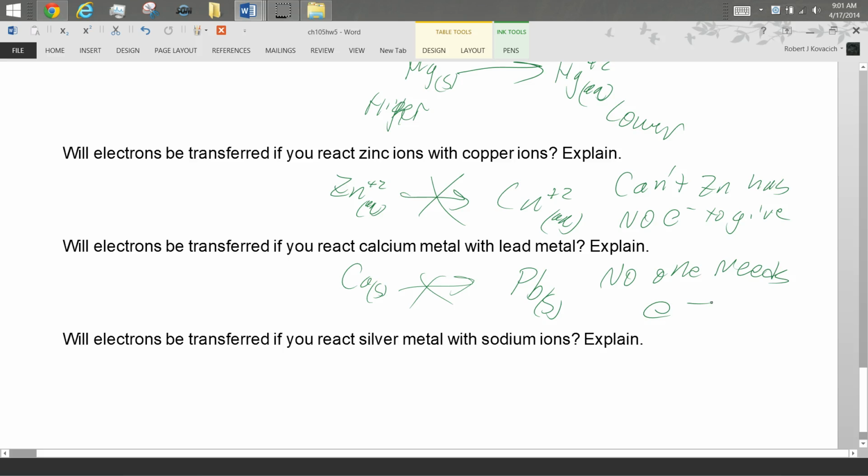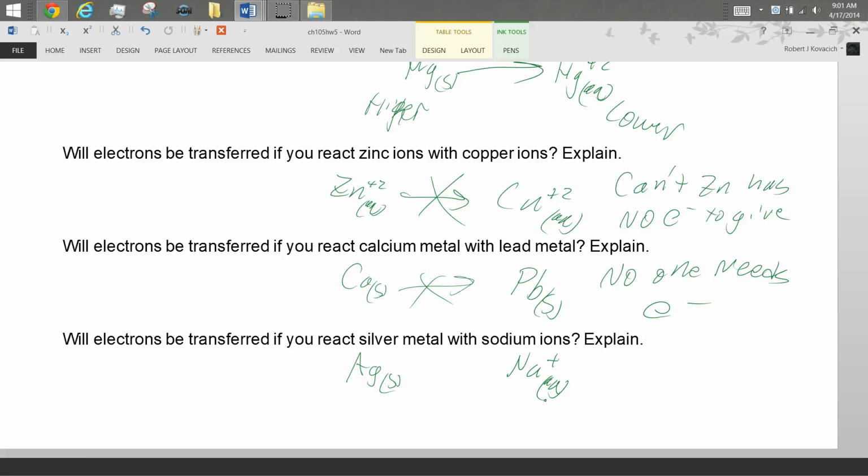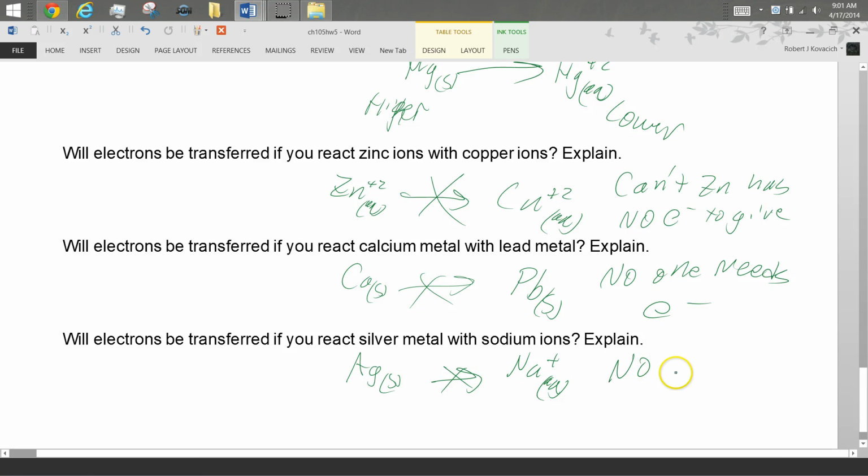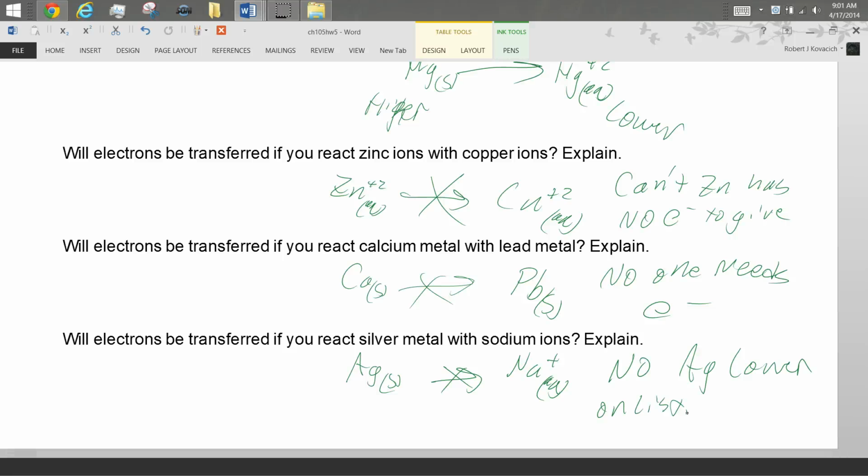Will the electrons transfer if you have silver metal and sodium ions? Okay, so I've got Ag solid and I got Na plus aqueous. So the silver has electrons to give. The sodium could use some electrons, but will the silver give its electrons up to sodium? Nope. No. So there's no reaction occurring here, and the reason is that the silver is lower. So it likes to hold on to its electrons more than the sodium likes to hold on to its electrons.